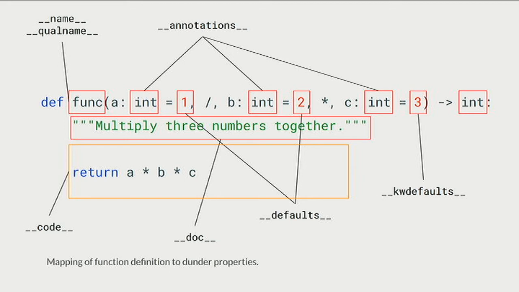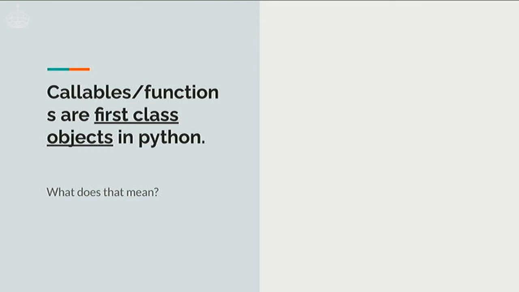So if we look at that on the diagram, you can see that all of this information that you've provided when you're writing your function definition is actually available on your function to be used later if you're writing, say, a framework or you want to change something. In addition, we know that functions are first-class objects in Python, and I think it's important to ask what that actually means, because we hear it said quite a lot.